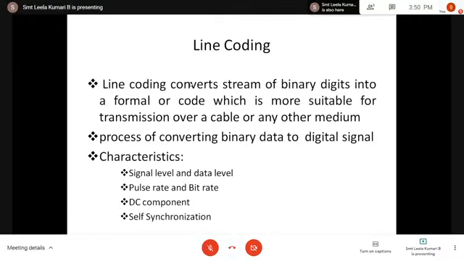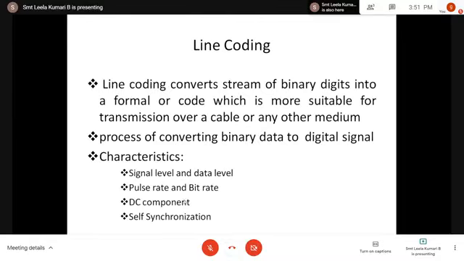So line coding actually converts the stream of binary digits into a form or a code which is more suitable for transmission over a cable or any other medium. It converts these binary digits into a form which is suitable for transmission over the channel. It is the process of converting binary data into a digital signal. And now let us see what the characteristics of line coding are.